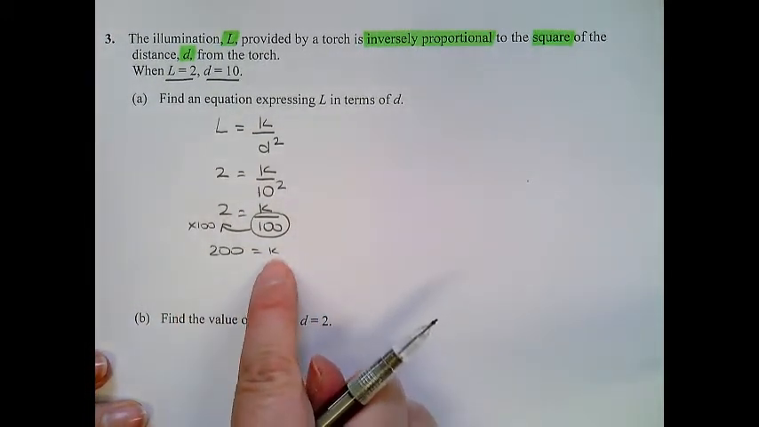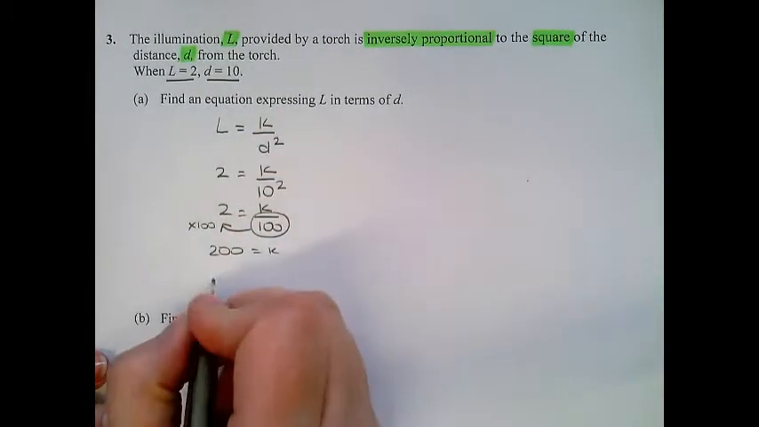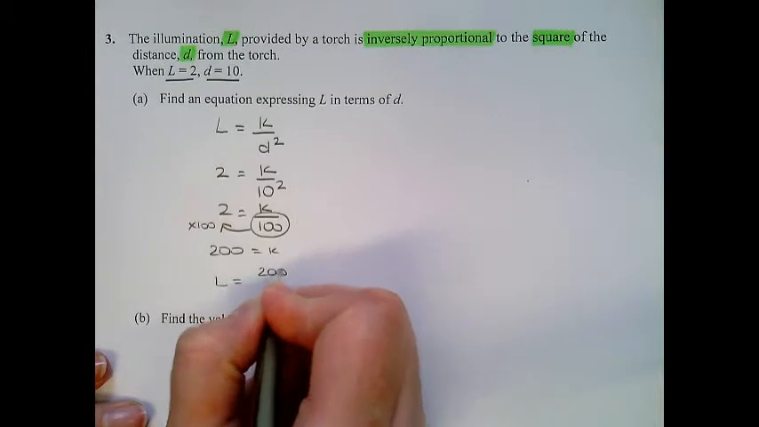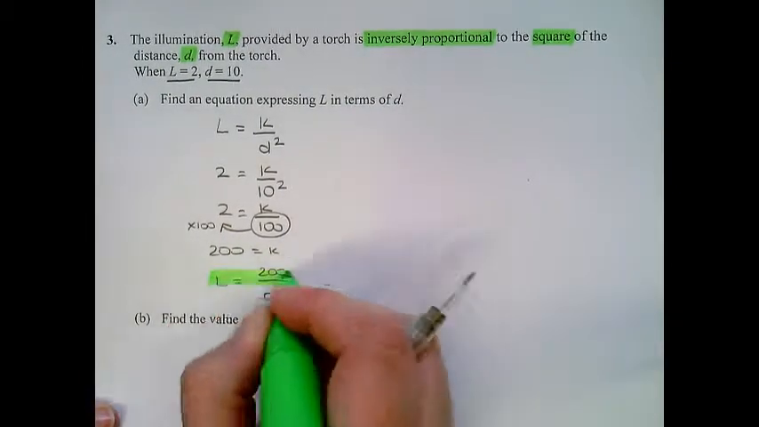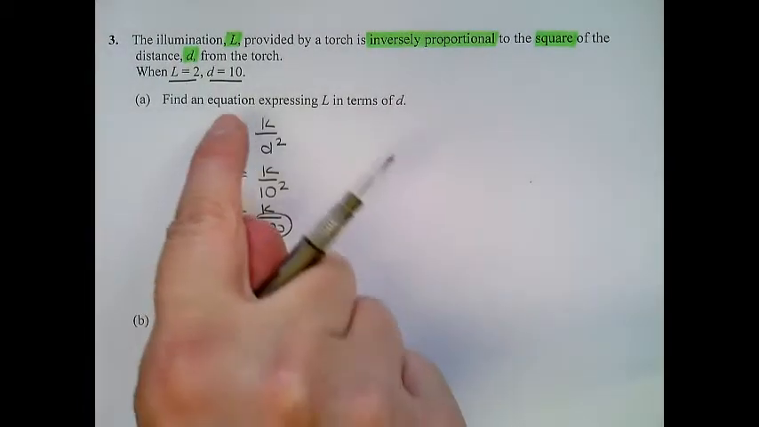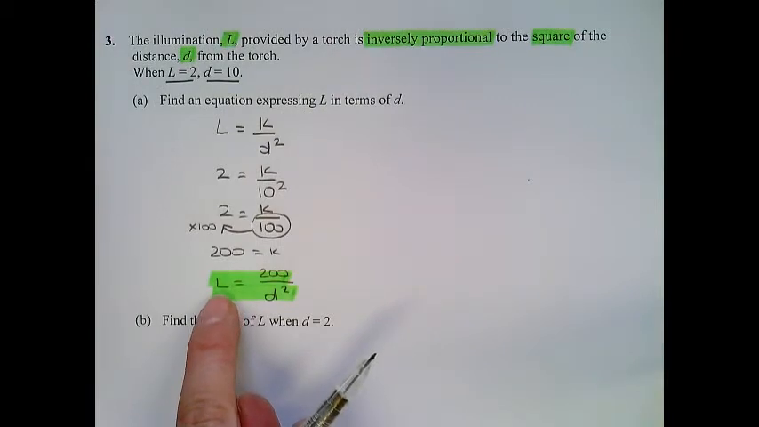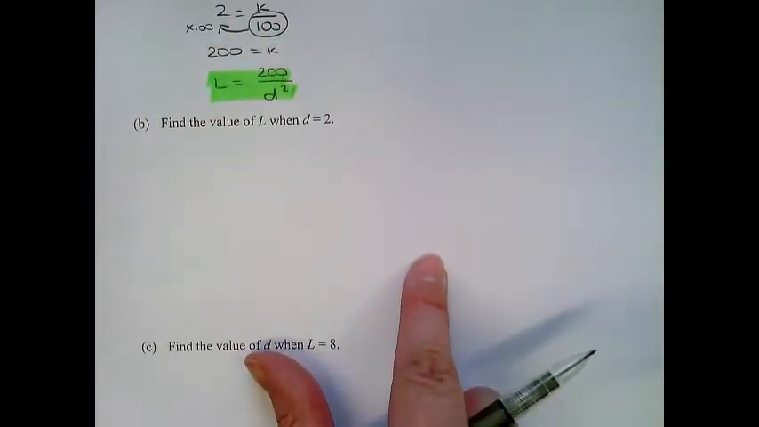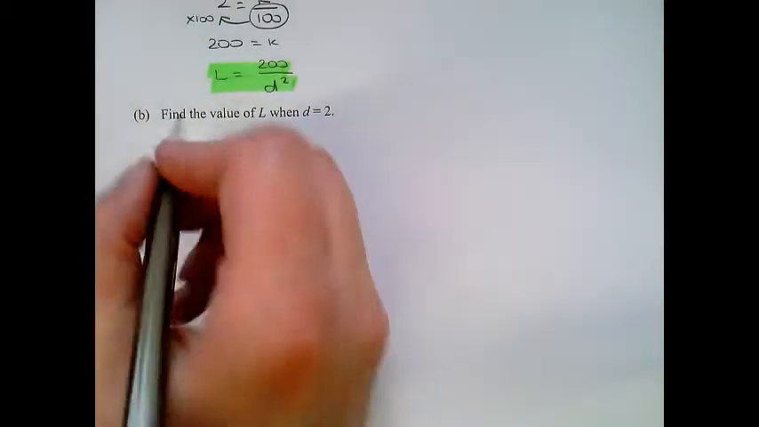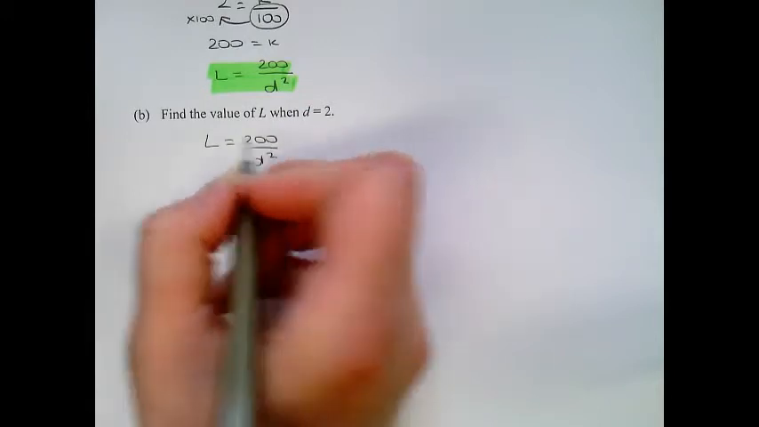Once you've worked out that K is equal to 200, replace it in that equation with a 200. So L equals 200 divided by D squared. So that is our equation expressing L in terms of D. Means you want L and then the D over on the other side. So that's the equation we're going to be using for the rest of the question.